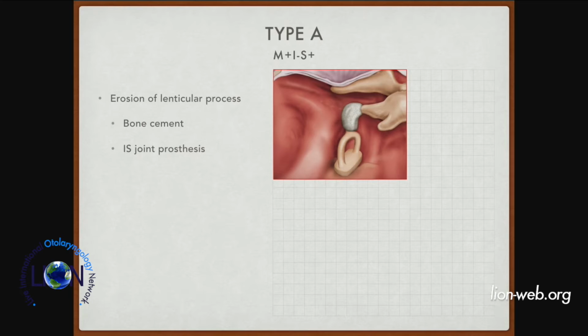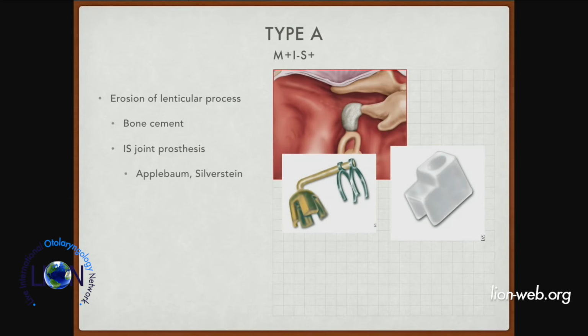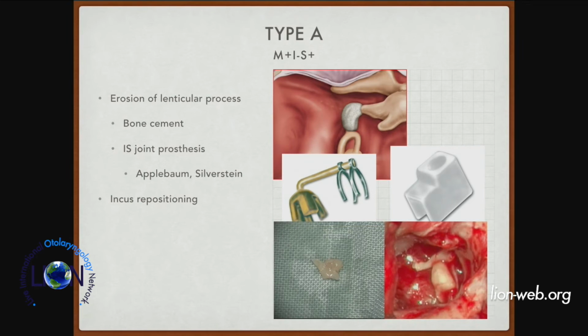Alternatively, you can use an incudostapedial joint prosthesis, just a couple, not exhaustive, but the Applebaum prosthesis, the Silverstein, which is not shown here. This is another prosthesis, I think, from Kurt's company, which bridges this incudostapedial joint when it's eroded. If there is more erosion of the lenticular process, sometimes you can use incus repositioning. This is one of our cases where we sculpt the incus. We do a little notch here for the malleus handle, a little groove for the stapes superstructure for the head of the capitulum of the stapes, and we position it up here against the malleus with pretty good outcomes.